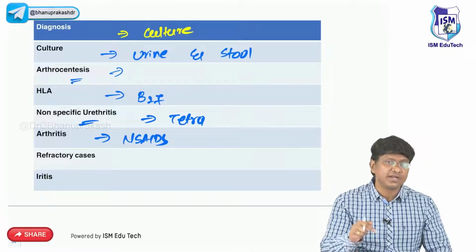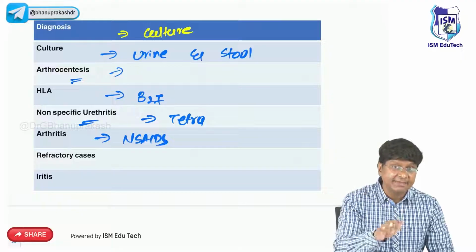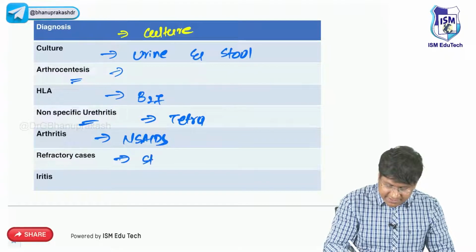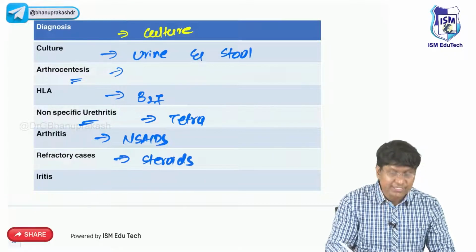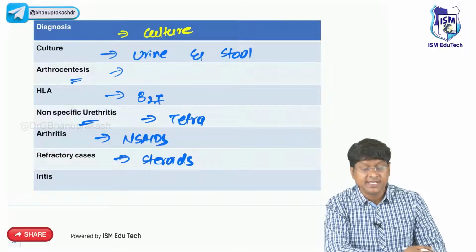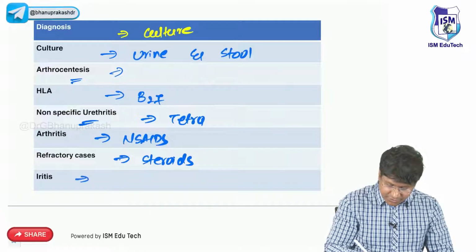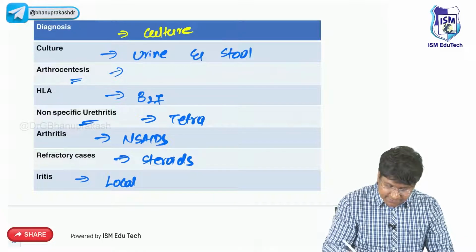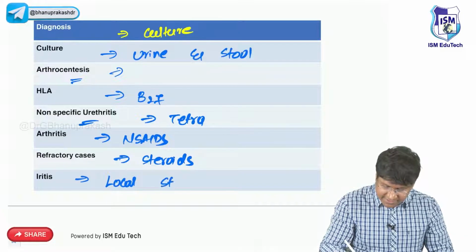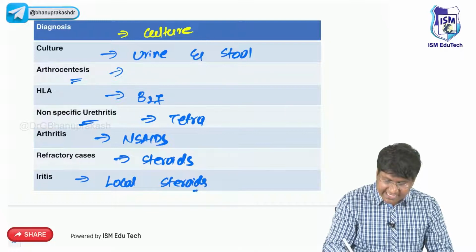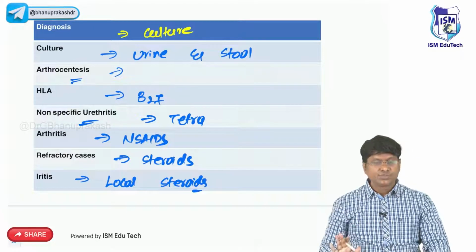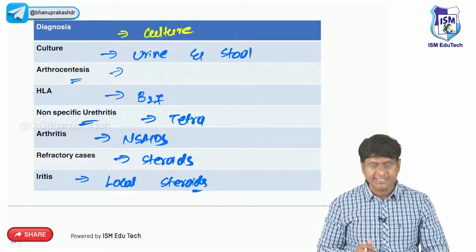And those patients who are refractory to NSAIDs, in them you need to give the immunosuppressant drugs, that is steroids, or sulfasalazine can be given. And whenever there is iritis or conjunctivitis, then you need to give topical steroids, right? Local steroids means the topical steroids whenever there is iritis or conjunctivitis. So this is about your Reiter's or the reactive arthritis.